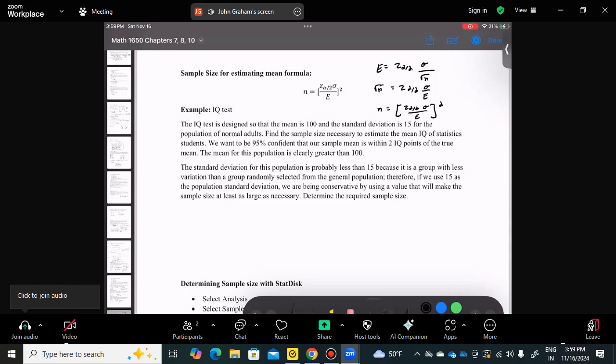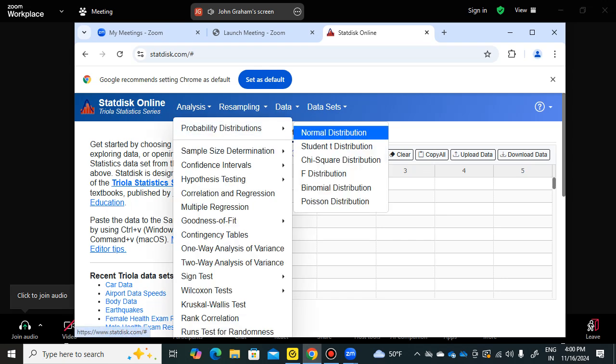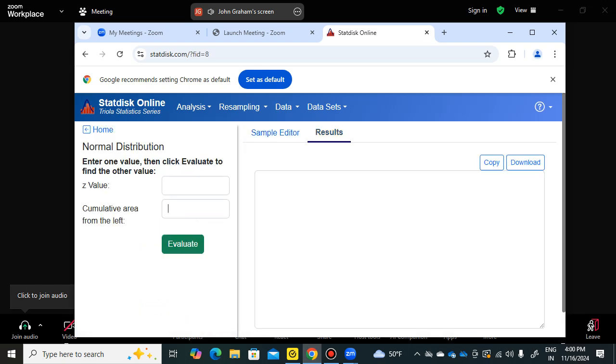Right, so 95% means we have to look at this from a 0.975 area from the left to get our z alpha over 2. Okay, so that's the first thing. So go into analysis, normal distribution, and 0.975. I know we've probably done this one a couple of times. It's the same thing I did last time: 1.96.